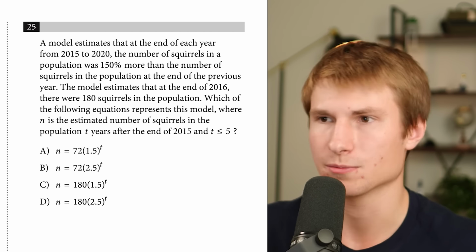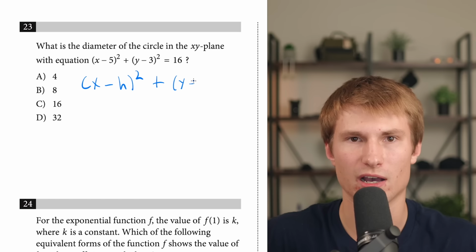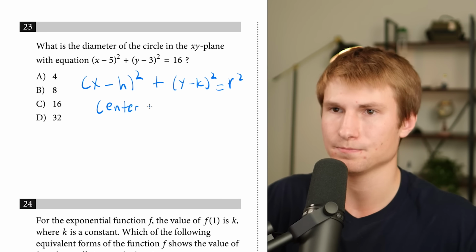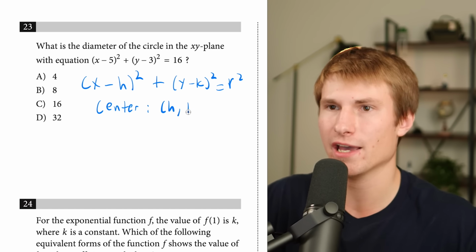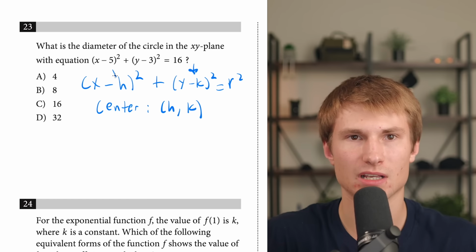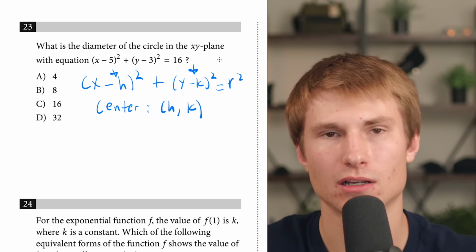What is the diameter of a circle in the XY plane with this equation? All right, I'll quickly go over the circle equation in case anyone doesn't know it. (x minus h) squared plus (y minus k) squared equals r squared, where r is your radius and the center of your circle is the point (h, k). Key thing to note here is that there are negative signs in front of h and k in the equation, but your center is still h and k, not with a negative sign. Wanted to point that out.